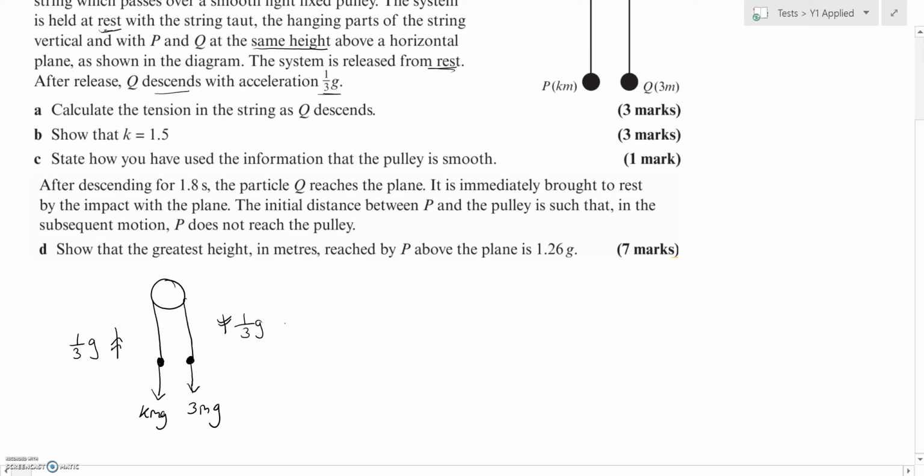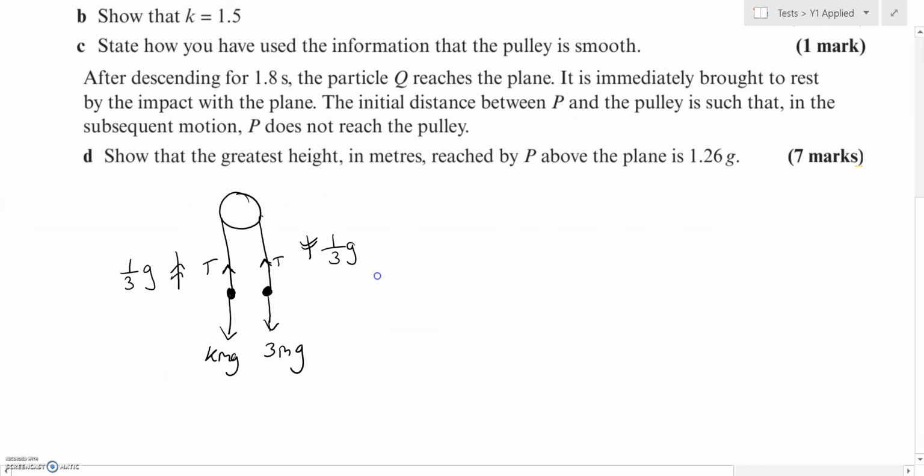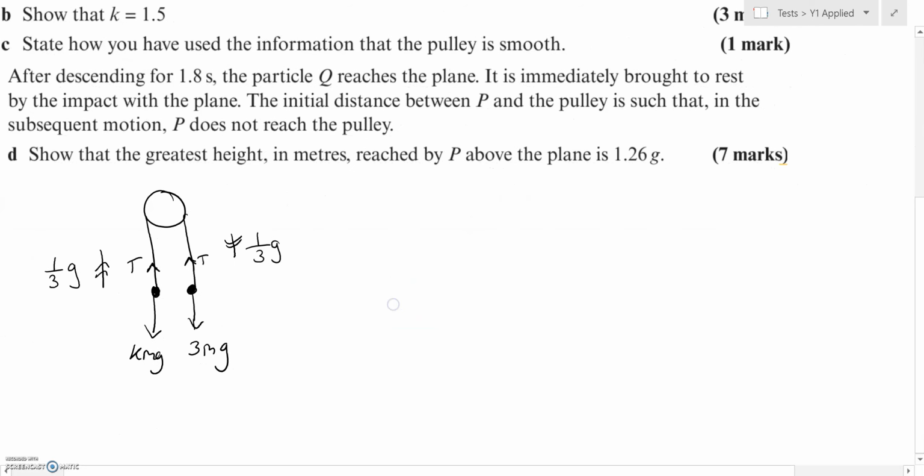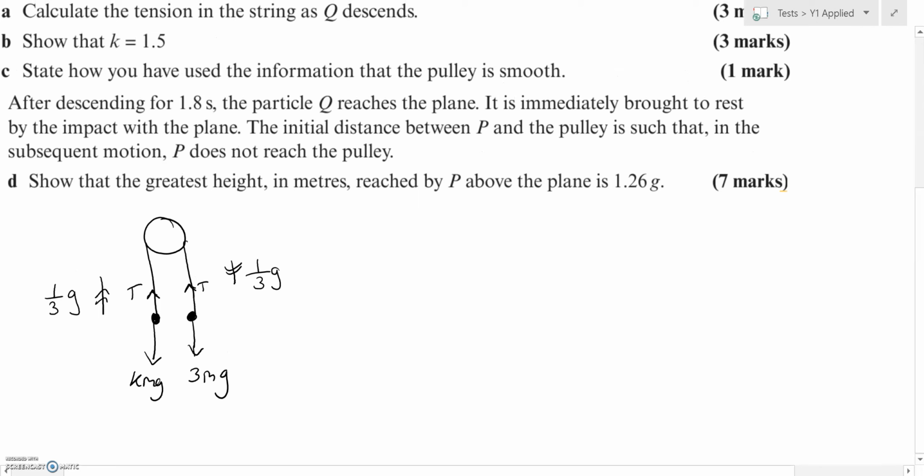Right. Then we also need our tension. As I said in my previous videos, that tension is a pulling force. So it goes away from the particle, and because it's one piece of string, the same piece of string, the two tensions are going to be the same. So you've got this diagram here. Right. And then it says calculate the tension in the string as Q descends.